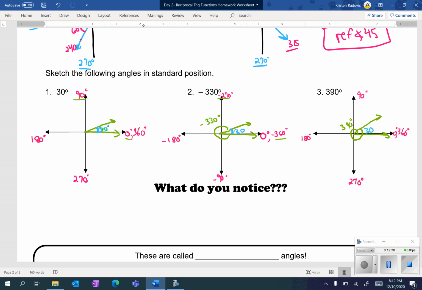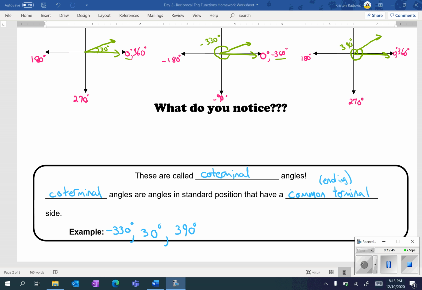Co means they both share it, like co-workers work at the same place. Terminal, it means ending, right? So coterminal means they end in the same spot on the graph. So guys, coterminal angles are angles in standard position that have a common terminal or common ending side. And our three examples, negative 330, 30, 390 degrees that we just sketched, are coterminal angles.